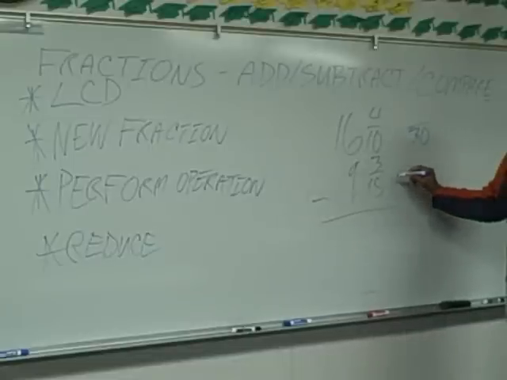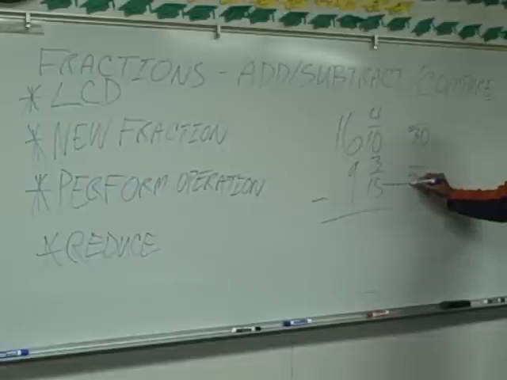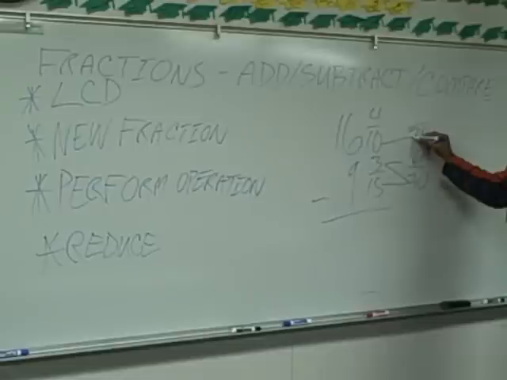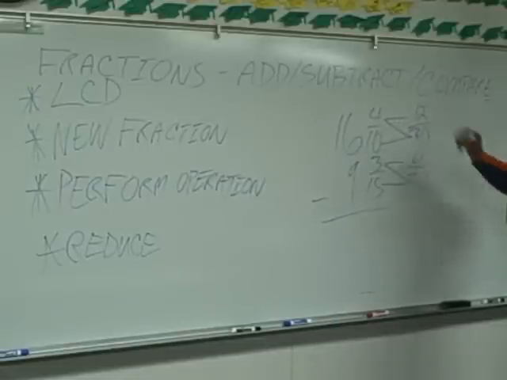So we're going to do it backwards Z, right? 15 goes into 30 2 times. 2 times 3 is 6. 6 goes here. 10 goes into 30 3 times. 3 times 4 is 12, goes here.